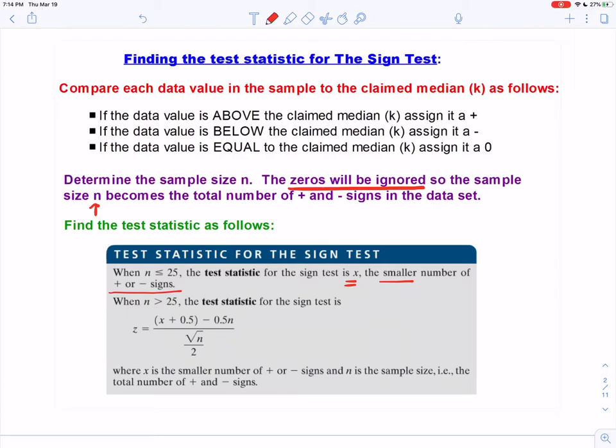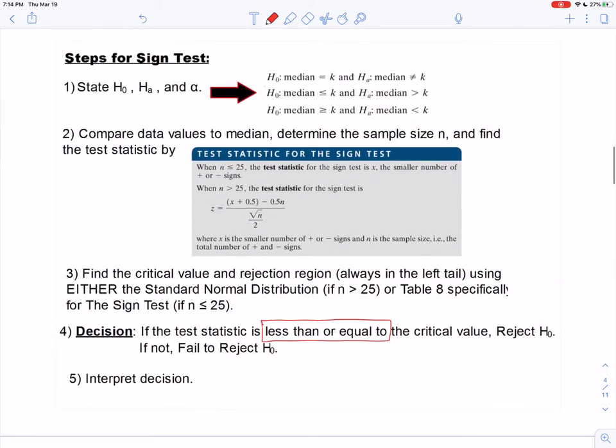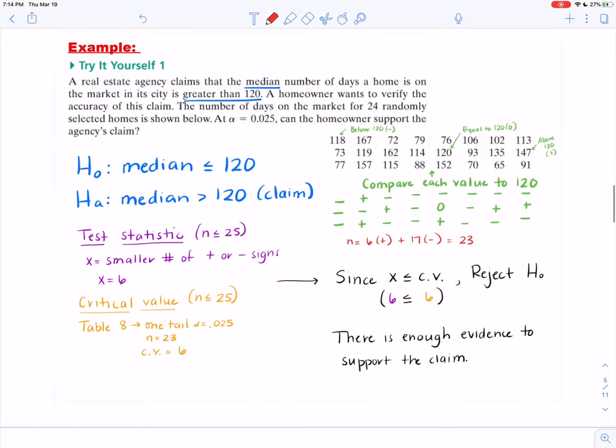Now, when you do that, for a test where the sample size is smaller, specifically less than or equal to 25, this is a pretty simple test to run. And that's what happened in the first example here. This was the first example that was completed for you if you watched the Learn the Content video. In this one, because we had a small sample size, specifically the sample size turned out to be 23, which is less than 25, all we did was use the smaller number of plus or minus signs to be our test statistic, and we compared it to a critical value that is specific to the sign test.